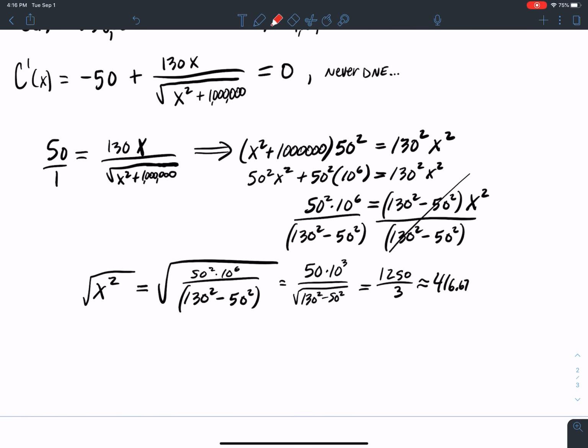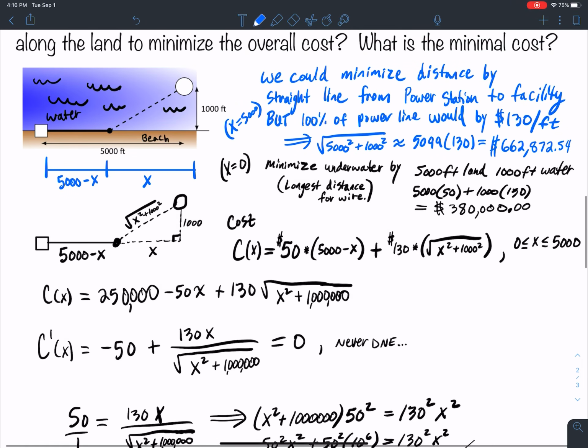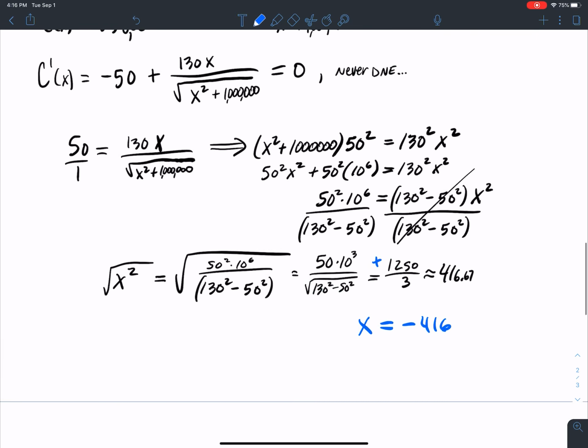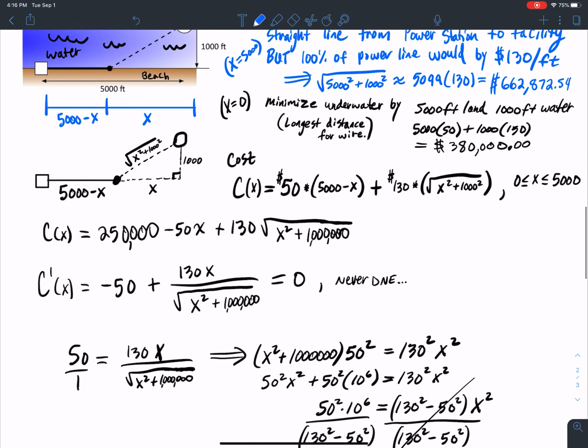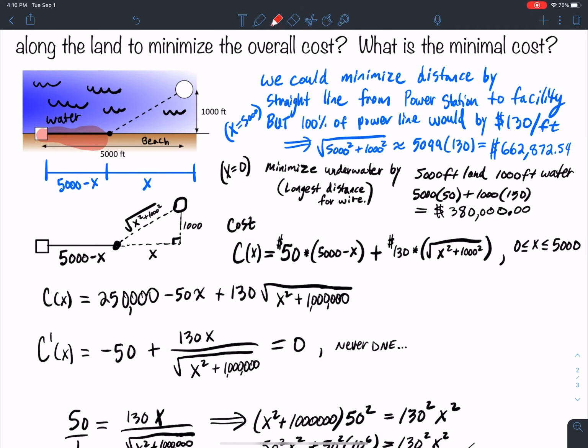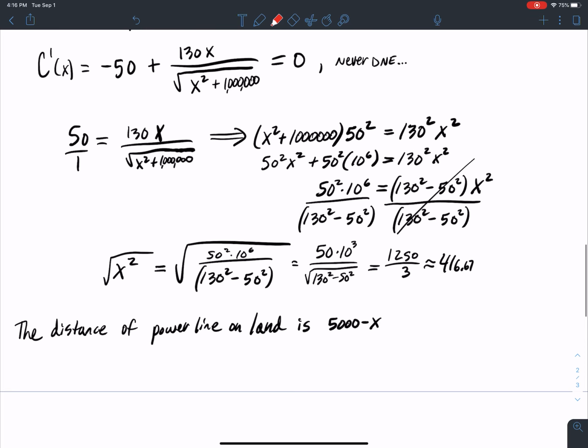Okay? So technically, when you square root, remember there's a plus or a minus, but an x equal to a negative 416 doesn't really make sense in the context of this problem, since x represents the distance on the beach. Okay? So the distance of the power line on land is equal to what? Well, the distance of the power line on the land is 5,000 minus x. Okay, so that's what we have written here.